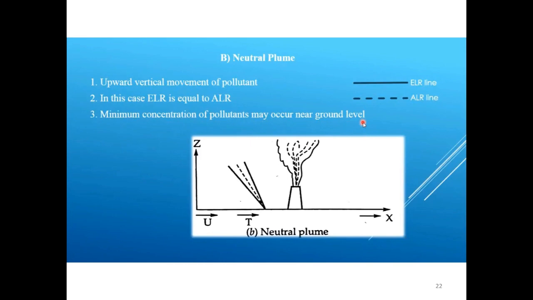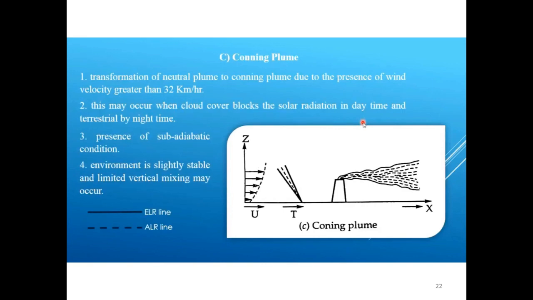Now come to the next plume. The plume name is coning plume. Coning plume occurs when two special situations are prevailing in the environment. The first situation is that the wind speed is greater than 32 km per hour, and the second situation is that there may be a presence of cloud, and the cloud cover is blocking the solar radiation in the daytime and terrestrial radiation in the night time.